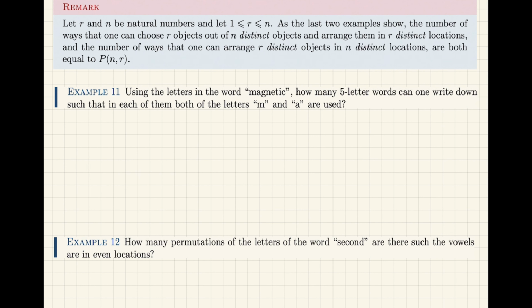Do you have any idea? Is it P(8, 2) times P(6, 3)? So can you motivate that? So I have to write it down. So magnetic, let me write M, A, G, N, E, T, I, C. So there are 8 total letters, yes, and I have to choose 2 of them, just being M and N. Okay. And then the rest. So after that, I have 6 letters.